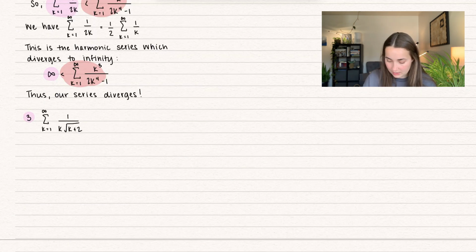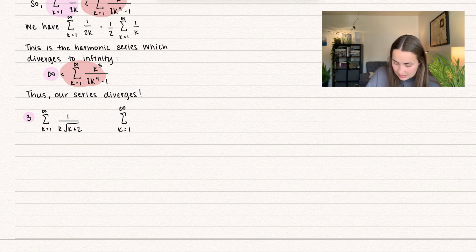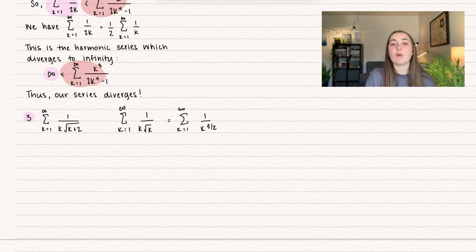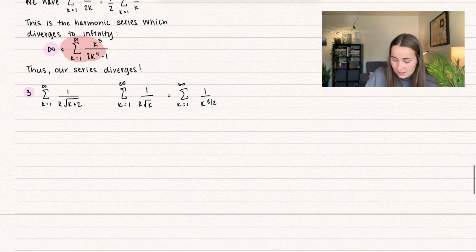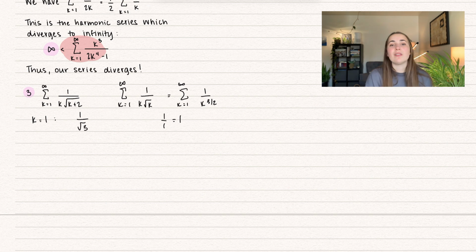We have one more here. What I'm going to do is compare this to the summation k equals 1 to infinity of, and I'm just going to take my largest power of k, right? So I take out that plus 2, because when k is really large, adding 2 is not going to make much of a difference. So here we can rewrite this as the summation k equals 1 to infinity of 1 over k to the 3 halves. So here I want to see which one's larger and which one's smaller. I'm going to plug in k equals 1. Right here I get 1 over the square root of 3. Over here I get 1 over 1, which is equal to 1. So that's easy to compare to 1, right? So I'm going to have this inequality right here.